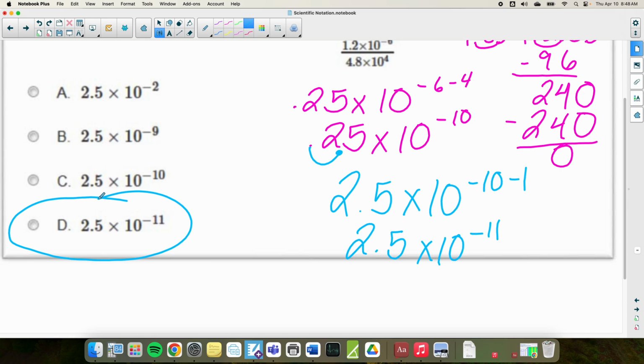Did you guys think that was hard? Kind of? Not bad. Alright, so this is your assignment, and I'll get my key out for it in case it's not on Schoology.